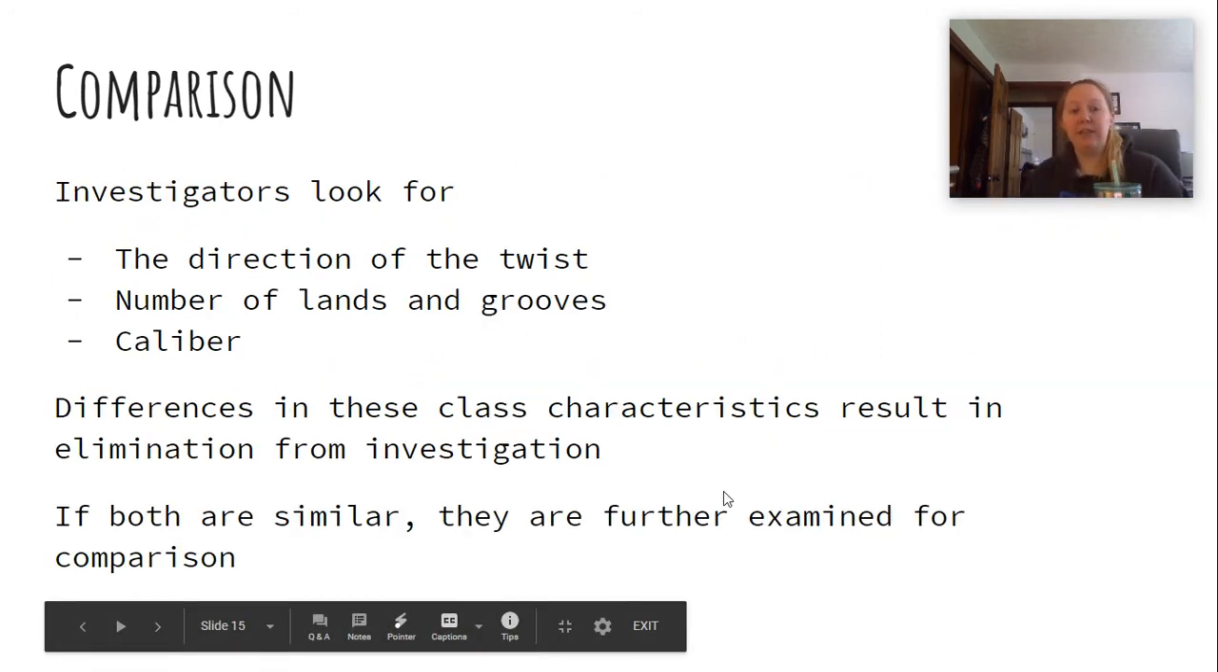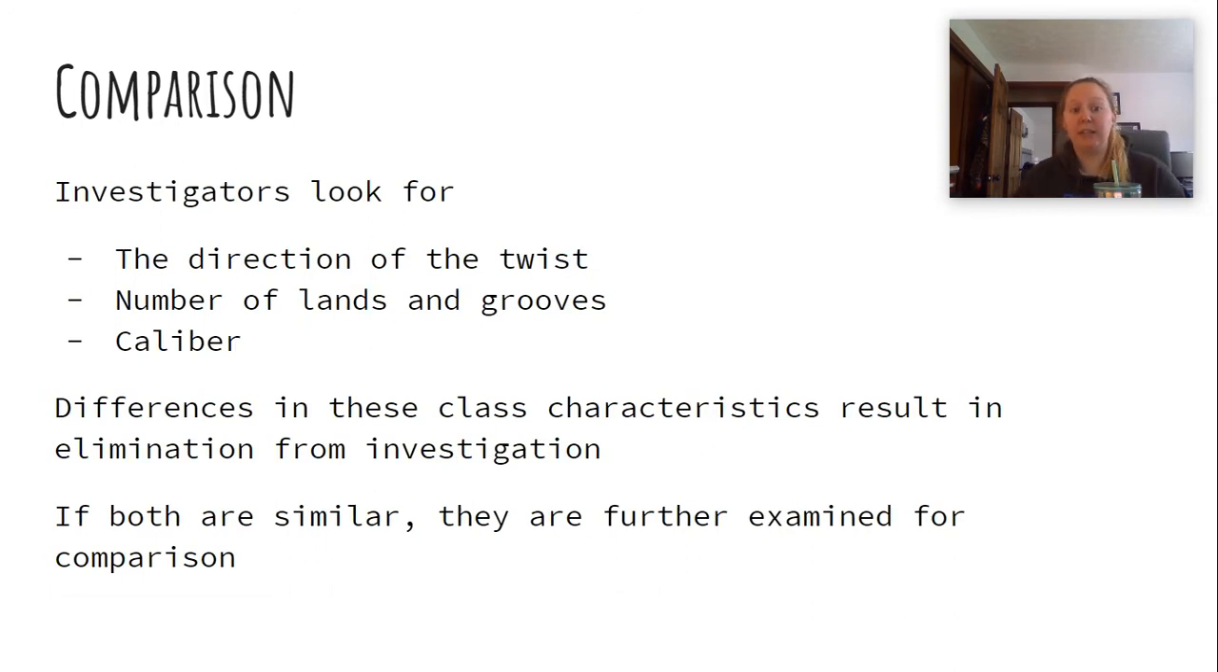Comparison, investigators are looking for the direction and rate of twist, the numbers of lands and grooves, and the caliber of the firearm. Differences in these class characteristics can result in elimination or inclusion from the investigation. If both bullets are similar, they are further examined for more comparison.